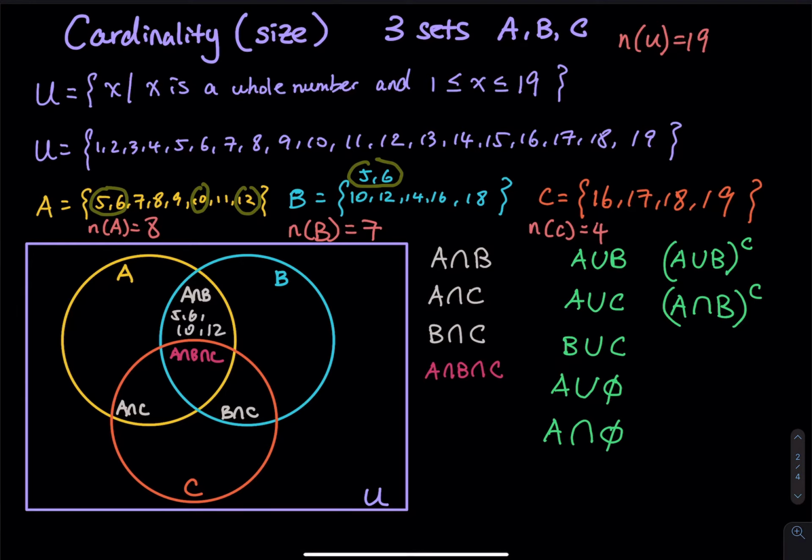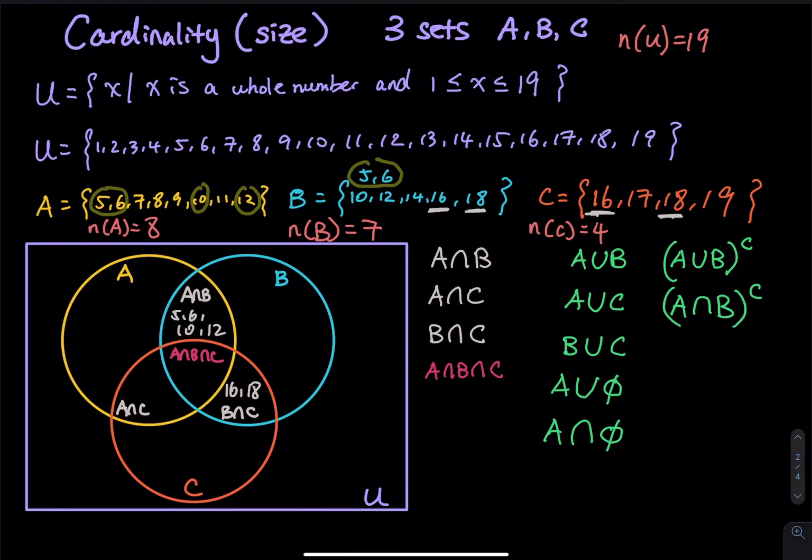How about A and C? I don't think A and C share any elements in common. Nope, so A intersect C is just an empty set, and you do not put any numbers in there. How about B intersect C? They share 16 and 18. So B intersect C is 16, 18. How about A, B, and C? I don't see any elements that A, B, and C share simultaneously. So A, B, and C is just empty.